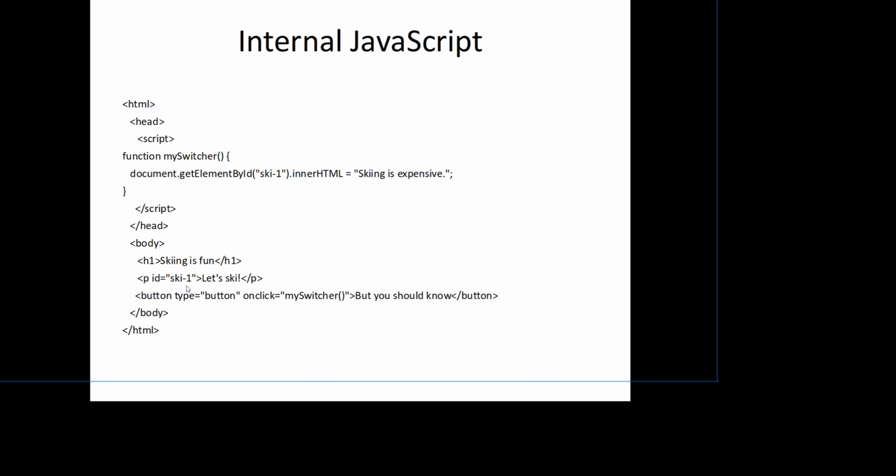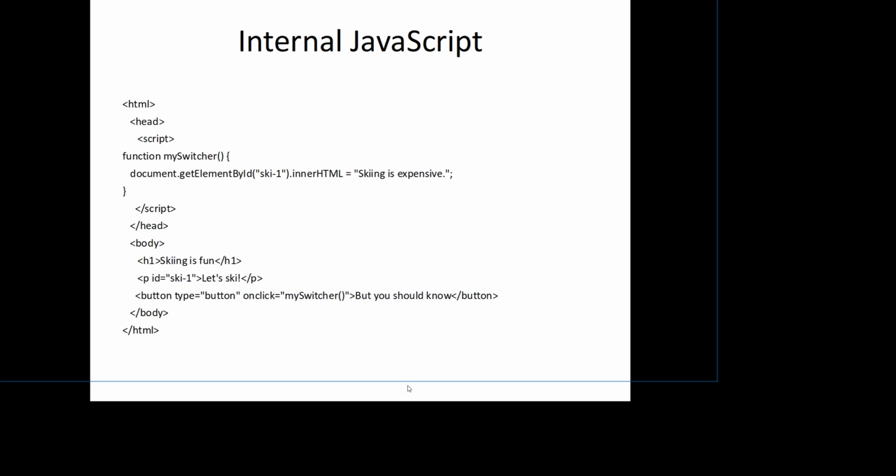So here we have some internal JavaScript. Everything in the head element within this script element is what we are interested in, and we'll also have to put an ID on our paragraph, and we'll have to create a button. And I think that the text that we have won't make as much sense, so we might even change that a little bit. Let's go ahead and do that for our next exercise.